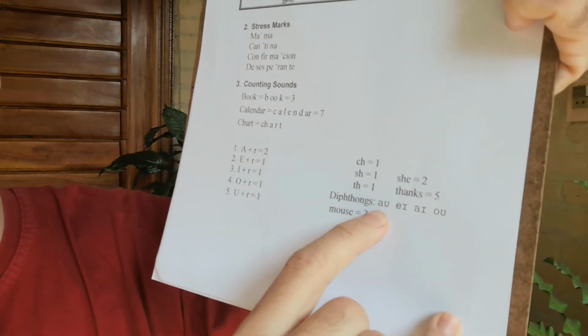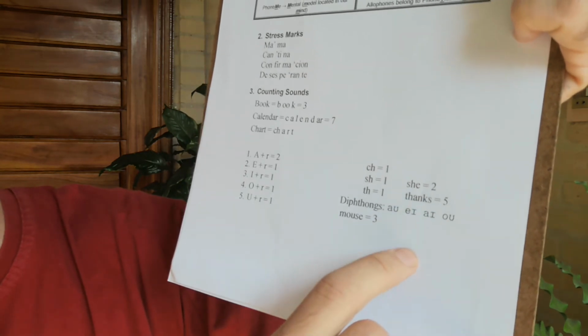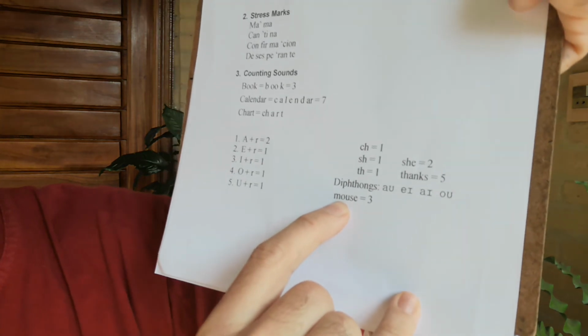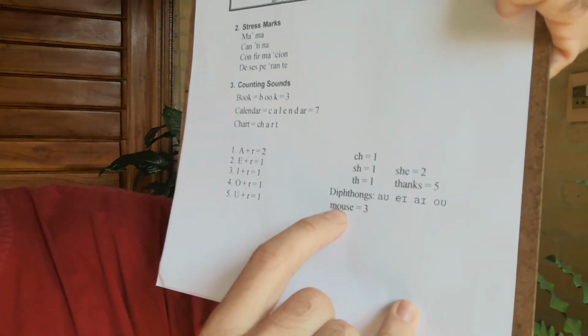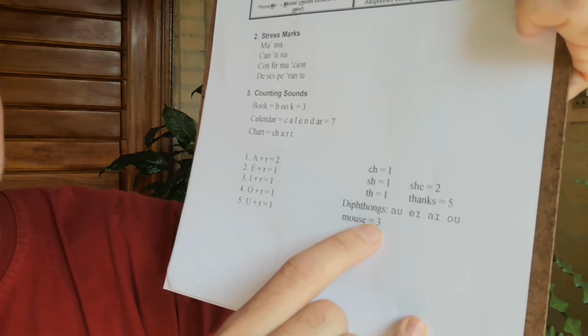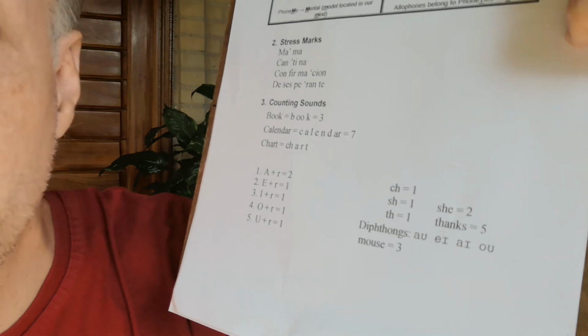Also, you need to take into account diphthongs. Diphthongs are 2 vowels together. Ow, a, I, o in English. For example, the word mouse. How many sounds does it have? Ow, s, mouse. 3 sounds. Plus the E is silent. Silent letters do not count as sounds. They are silent. You never count silent letters as one.